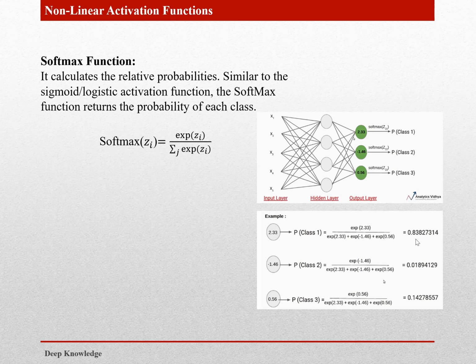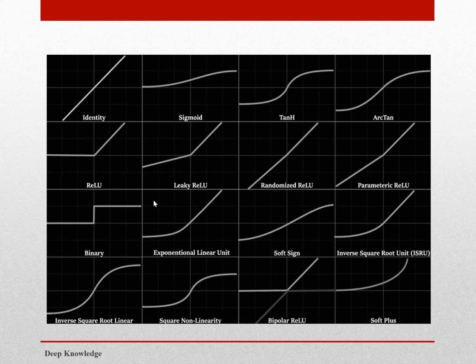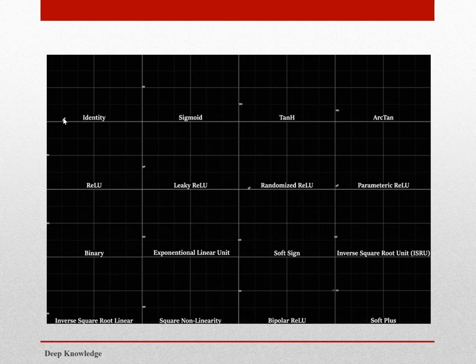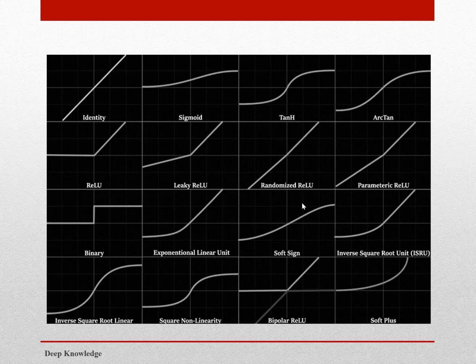Now, based on this calculation, the highest probability is class 1, so we will assign this instance of data to class 1. And we have here some activation functions. For example, this is the identity, where x is equal to y, and here is the ReLU function, sigmoid function, and so on.